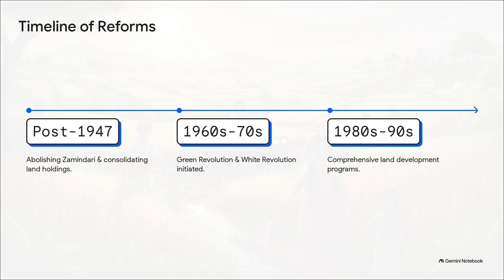Then, moving into the 1960s and 70s, we shifted to massive technological upgrades. We introduced the legendary Green Revolution, utilizing high-yielding seeds and packaged technology, alongside the White Revolution, also known as Operation Flood, to hugely boost milk production. Finally, realizing that those early revolutions favored only certain regions, the 1980s and 90s saw a huge push for a comprehensive land development program. This balanced everything out with crop insurance, rural banks, and broader technical reforms for everyone.